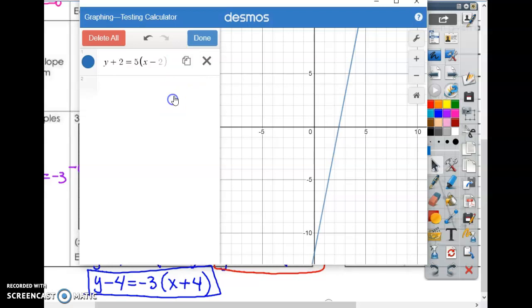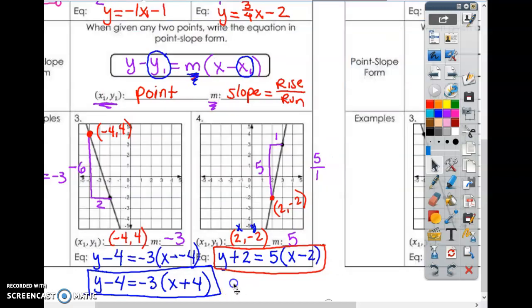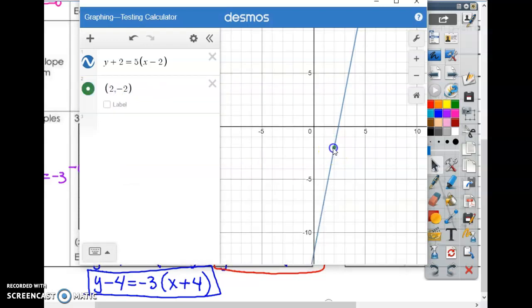Oh, it won't give me the table. But I can add a point. The point that I saw was, let's see, 2 comma negative 2. So let's type it. 2 comma negative 2. Close it. Oops. And make sure that it's on the line. Is it on the line? Yes. That means it is my equation that I just wrote down.